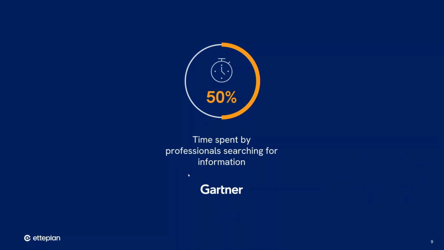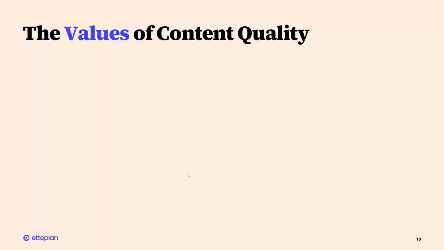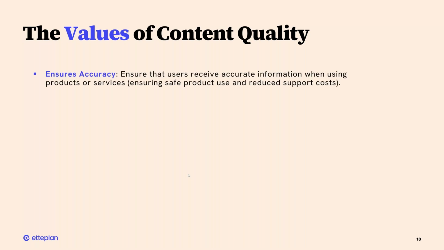So if you have 1,500 service engineers and they spend 2 hours to fix an issue, half of that time just goes into trying to find the information. So what are the values then of content quality, right? What is content quality? Well, it ensures accuracy. So you have to make sure that your end users receive information that they can easily understand and work with. And that, of course, ensures safe product use and helps to reduce support costs.